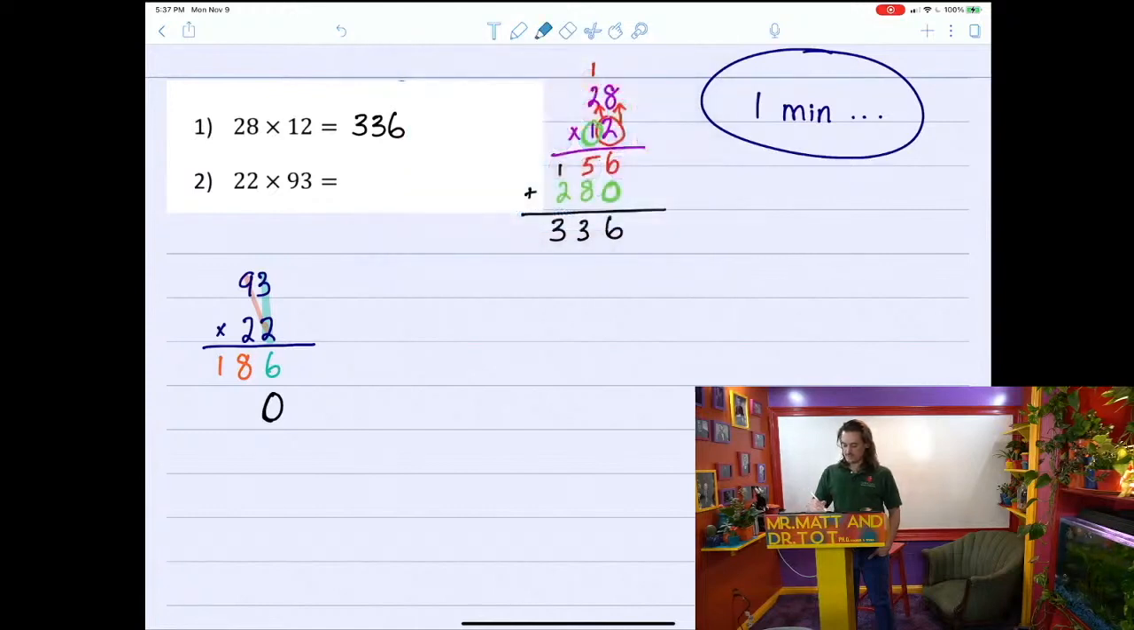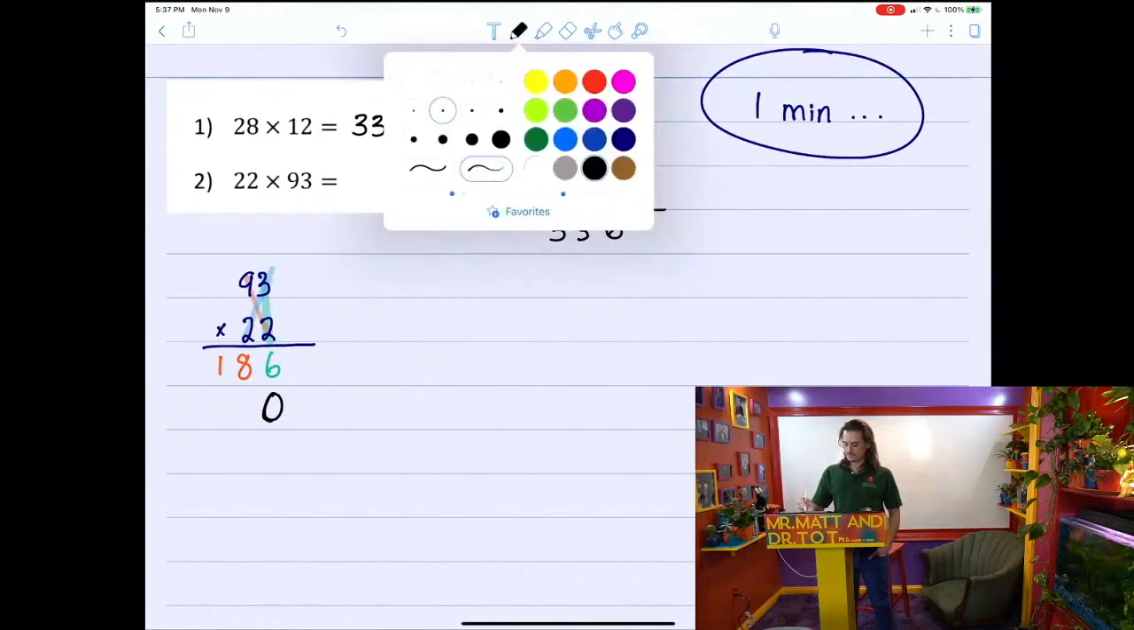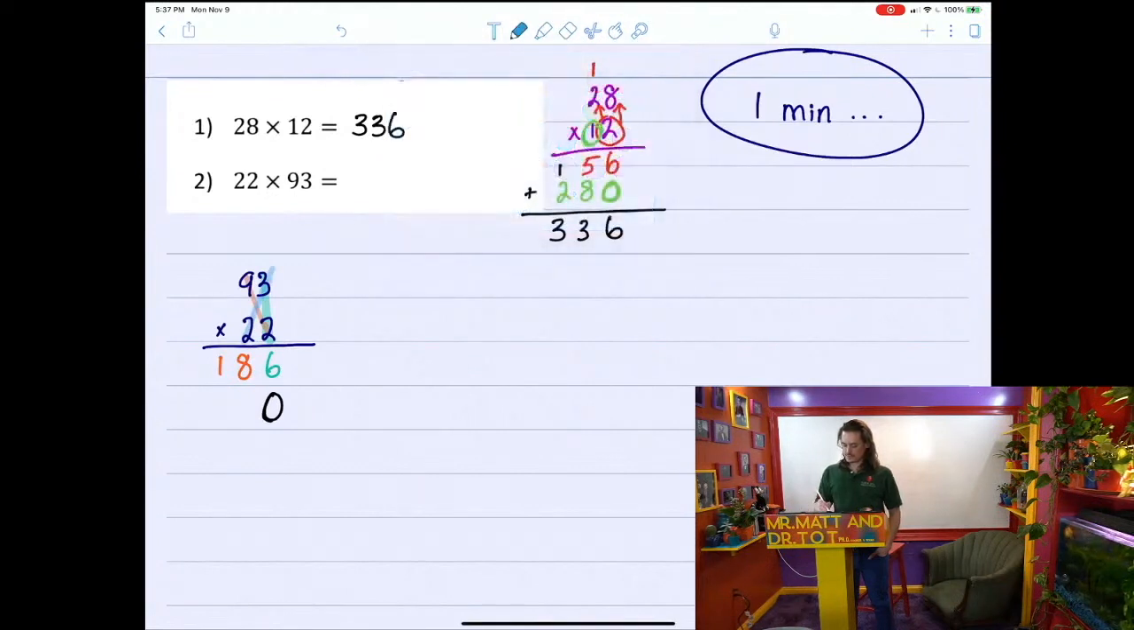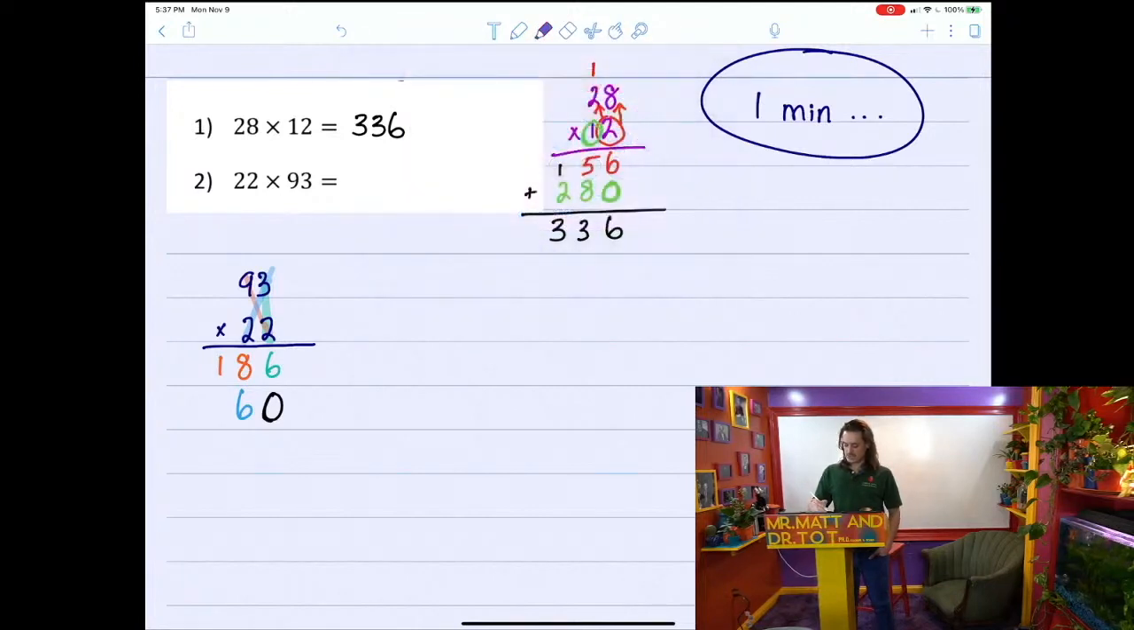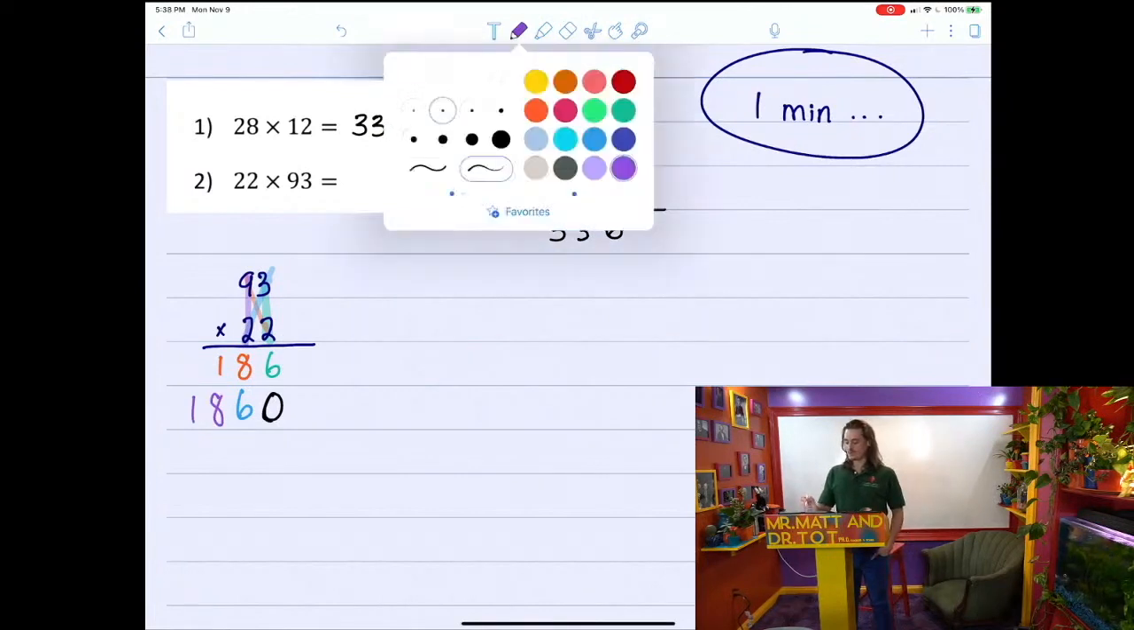Now I'm going to have 2 times 3. 2 times 3 is 6. Not greater than 10, so that's fine. Just leave that there. And now let's look at this 2 times 9. 2 times 9 is 18. There's no thousands place to regroup, so I just write out the 18. And now I'm going to add them all together to get my final answer.